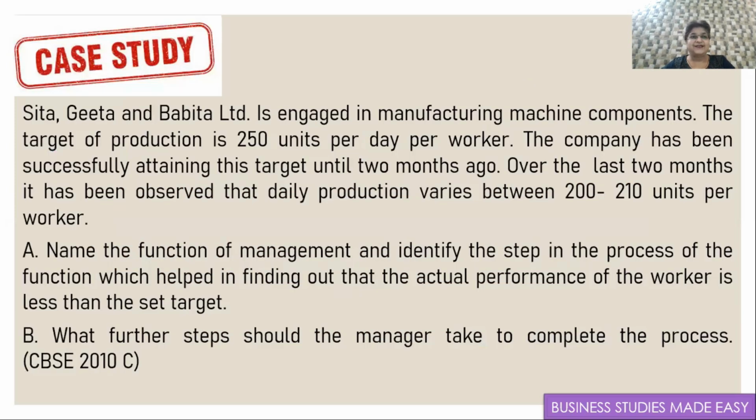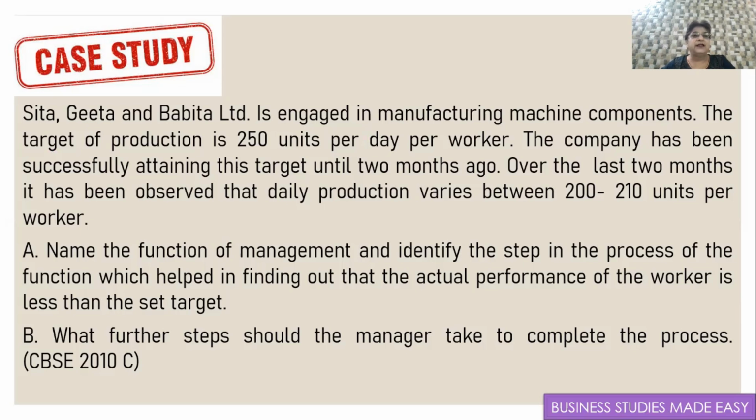So with that, we go on to the case study, and first we'll see what has been asked, and then we'll go about looking for that particular point in the case study. So here it says, name the function of management and identify the step in the process of the function which helps in finding out that the actual performance of the worker is less than the target. So actual was less than the target. The step, they're saying which step it is. What further steps should the manager take?